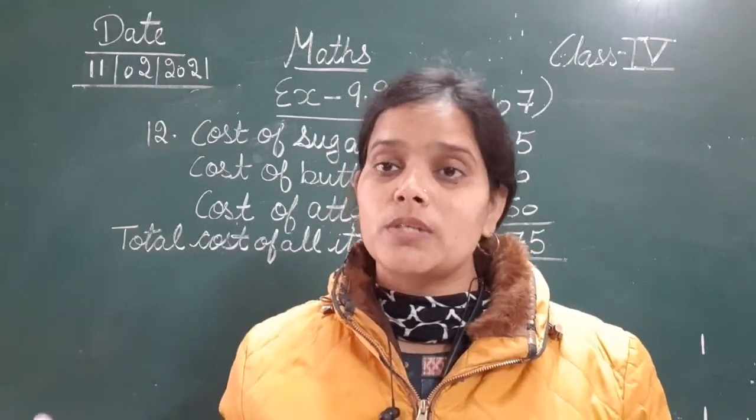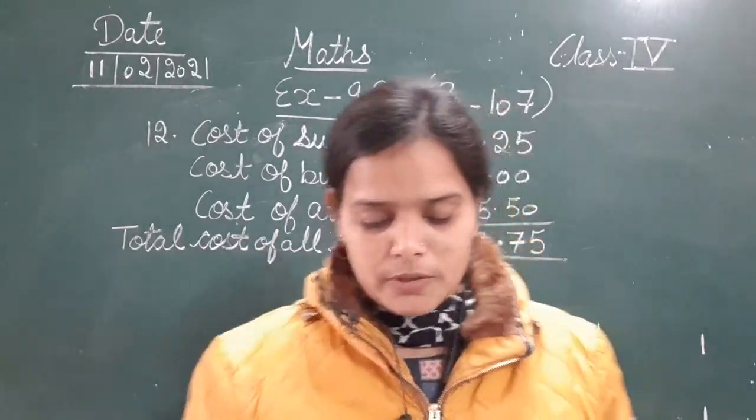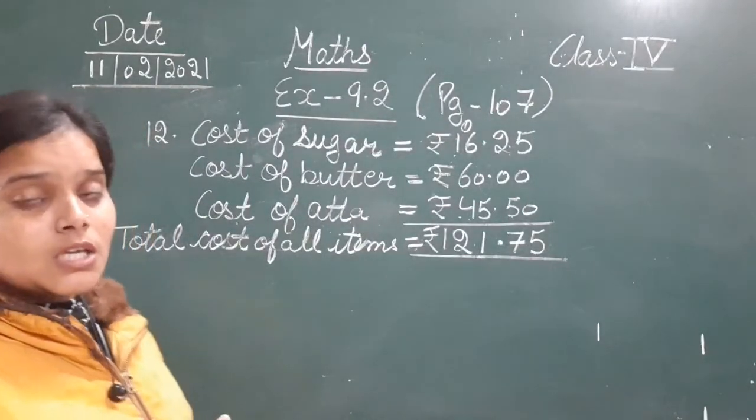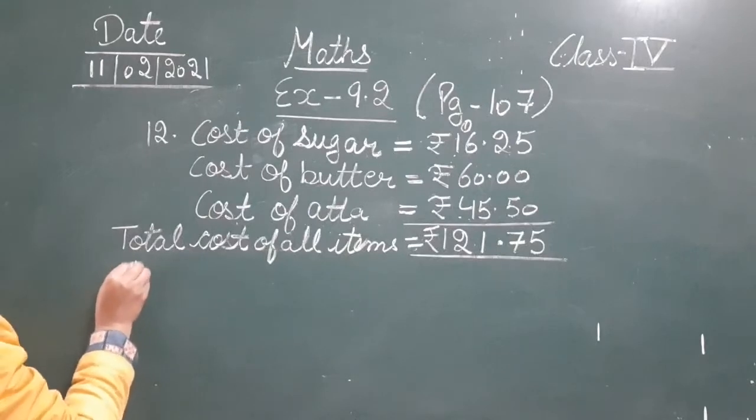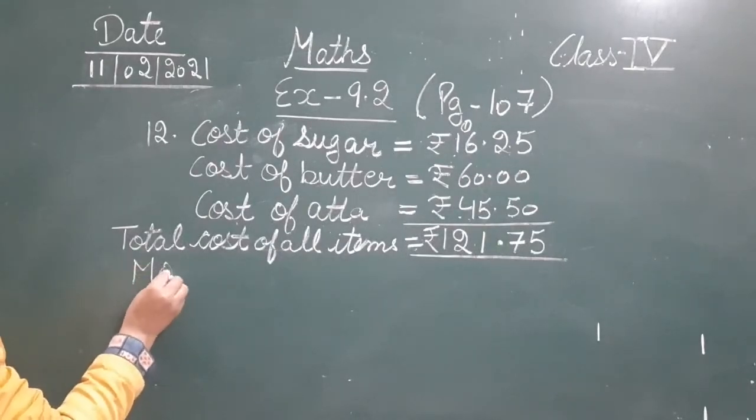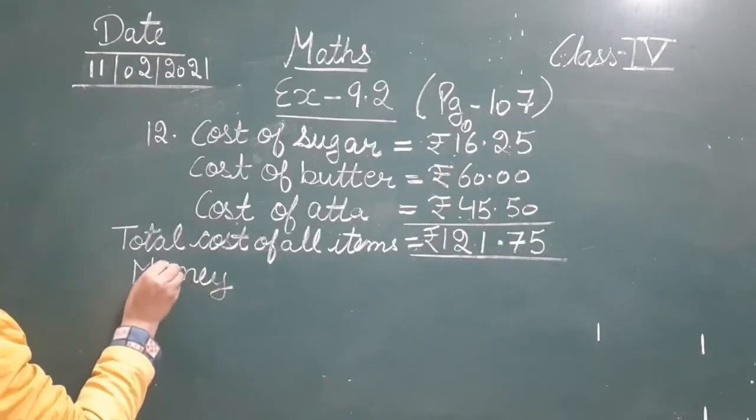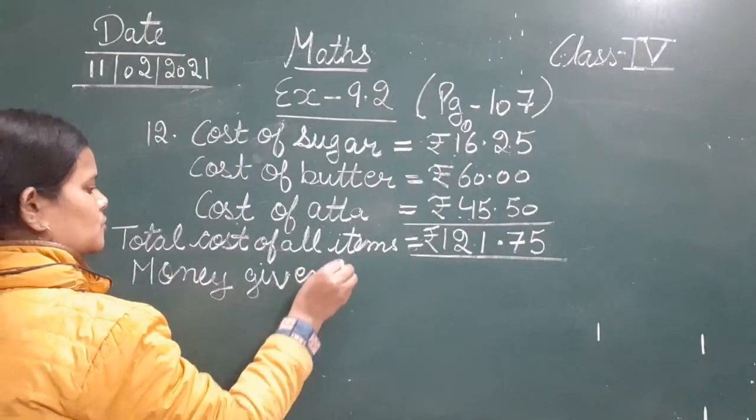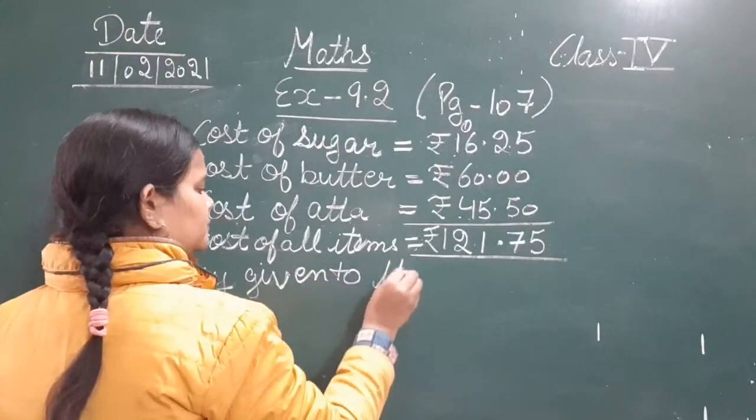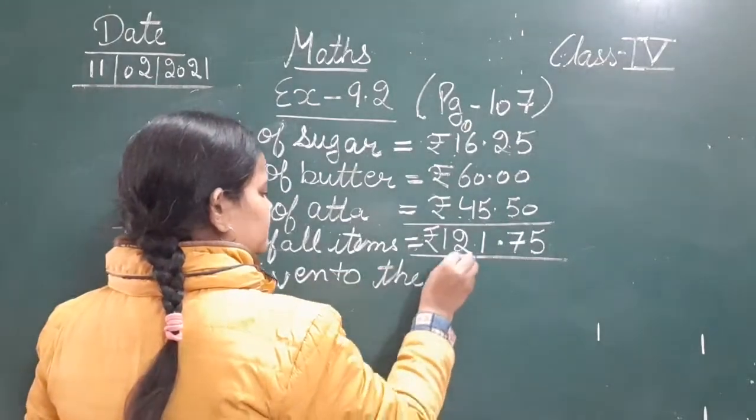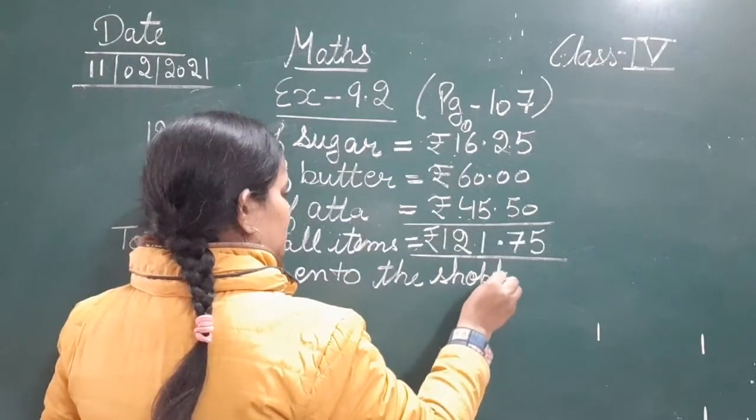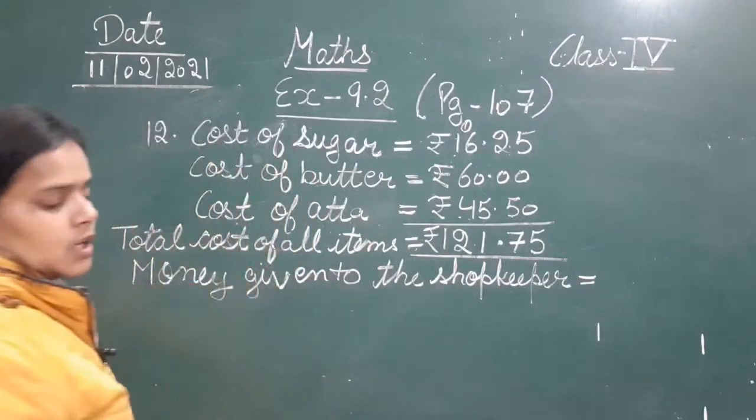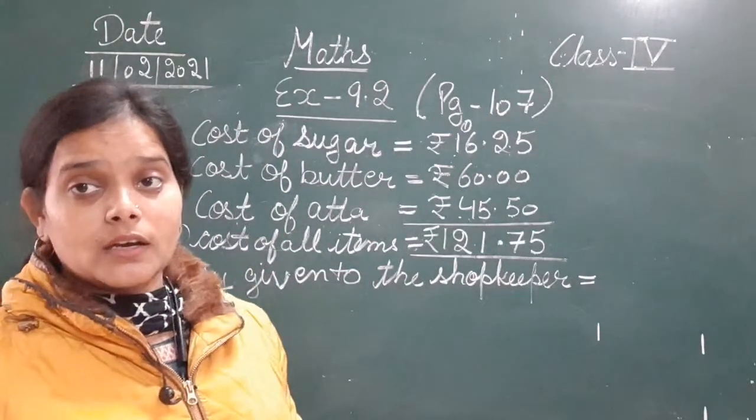So let's calculate the total amount that he had given to the shopkeeper. Okay, so he has simply given one note of 100 and one note of 50. So money given to the shopkeeper is, that is a 100 rupee note and a 50 rupee note.